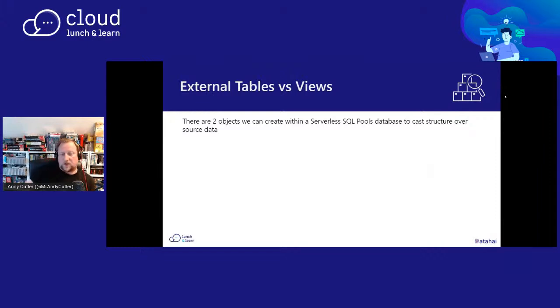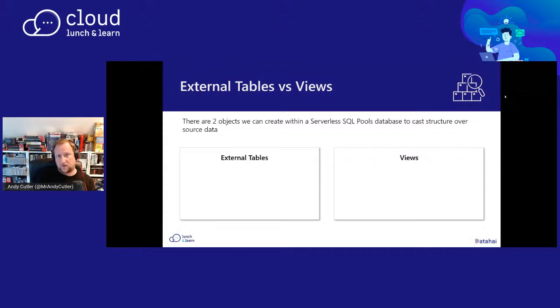Now, when we're creating objects within Serverless SQL Pools, we've got two choices in how we cast structure over data in the data lake. We have external tables and we have views. Now, there are differences between these two objects and their functionality. So when you're creating an external table, you must define the schema. You must define columns and their data types.